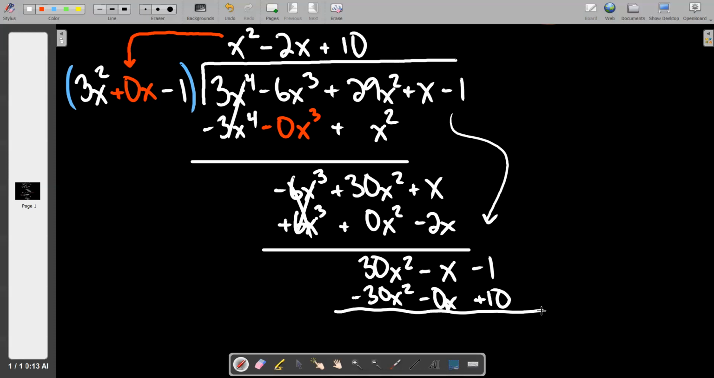Okay. You sure? Okay. So now it's time to combine our like terms. And when we combine downwards, the x squareds go poof. How many x's we got? Negative x. When you add negative x and negative 0x, it just stays at negative x, and then you get plus 9.